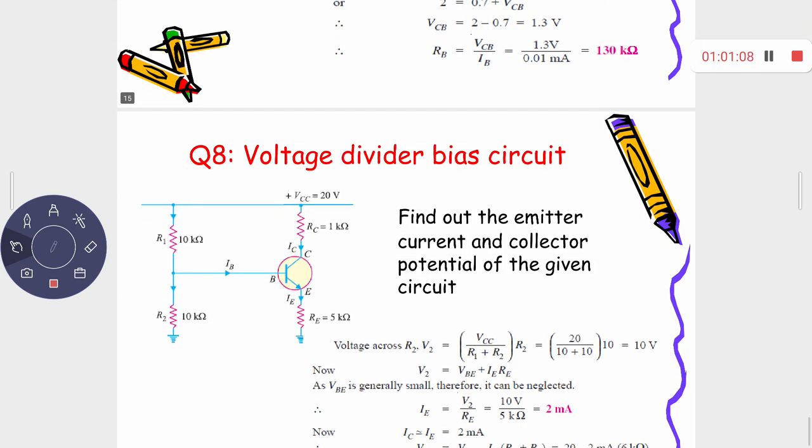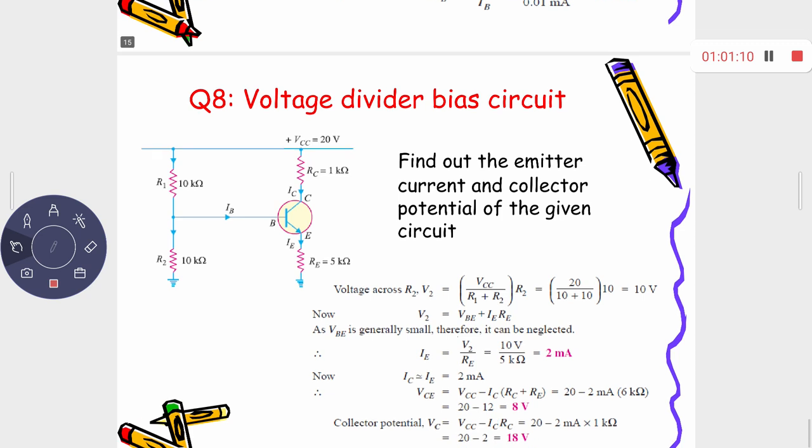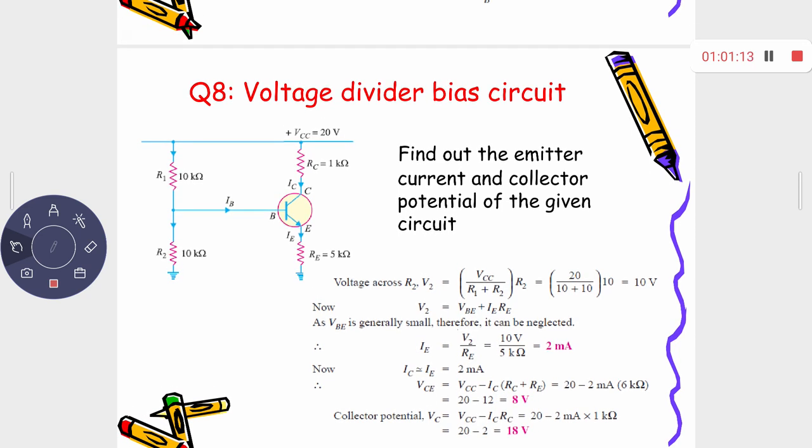Then comes the popularly used circuit, the voltage divider bias circuit. Last time you discussed this one, right? A typical circuit of this kind has voltage divider resistors R1, R2, this is the collector resistance, and this is an emitter resistance over there. Find out the emitter current and collector potential of the given circuit. That is the problem, right?